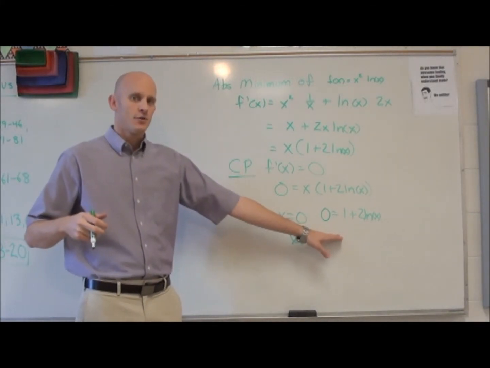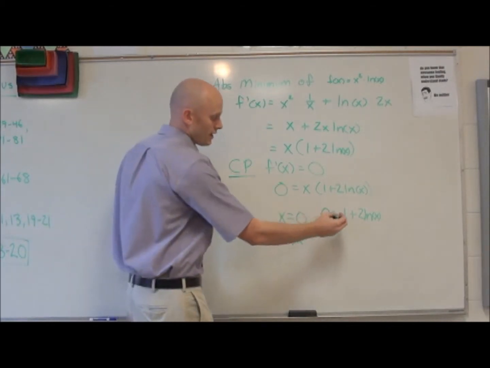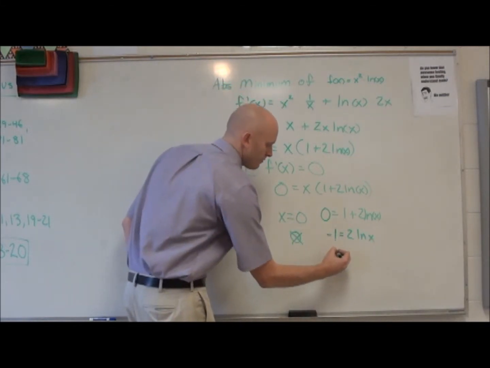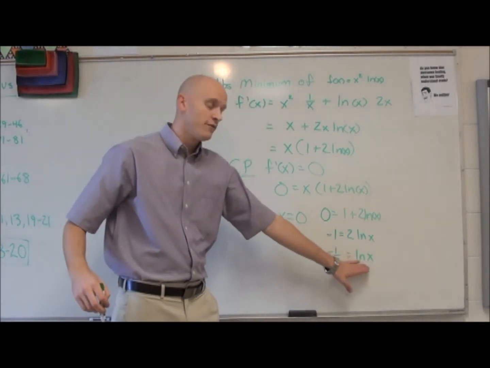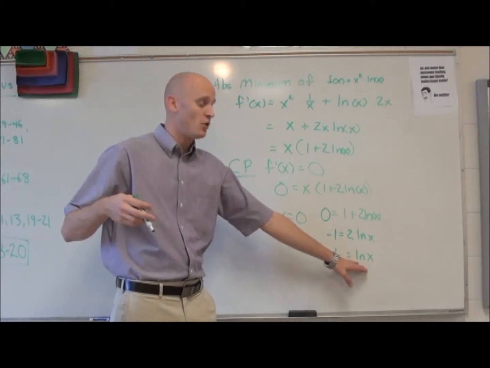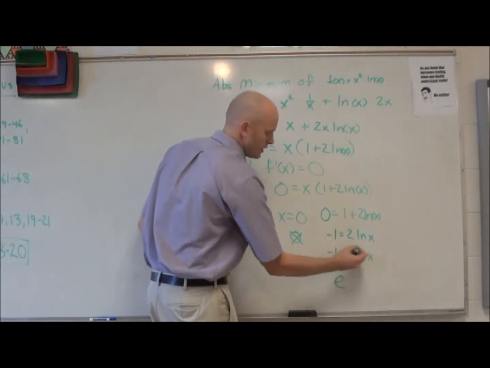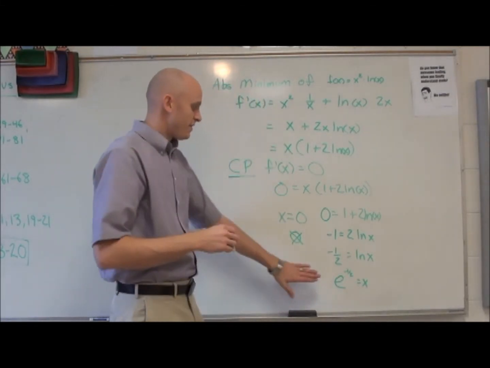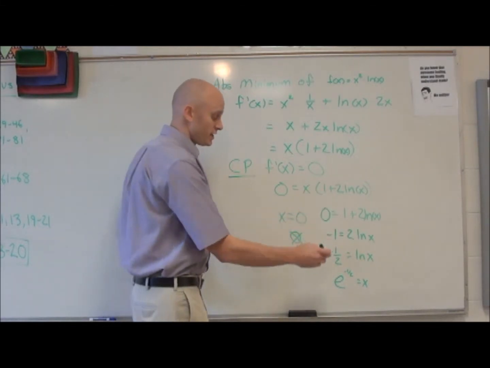For our other value, having it equal to 0, we will solve this value. It will be negative 1 is equal to 2 natural log of x. Negative 1 over 2 equals the natural log of x. And when I want to solve a natural log or a log function for x, you have to write it in exponential form. So I need to get x by itself. This will be e to the negative 1/2 equals x. This is our critical point. We will check for a sign change here in just a second.